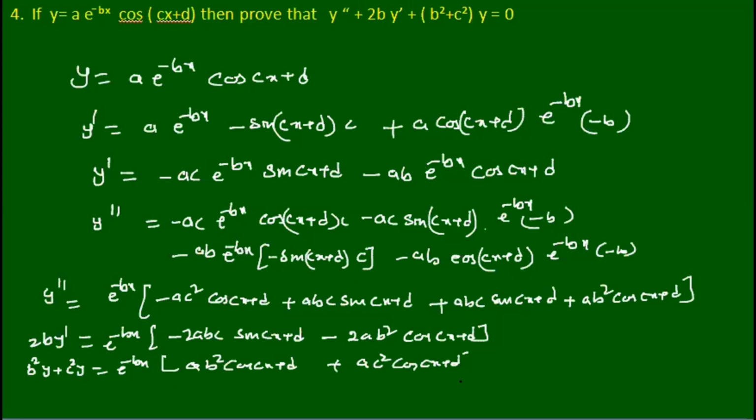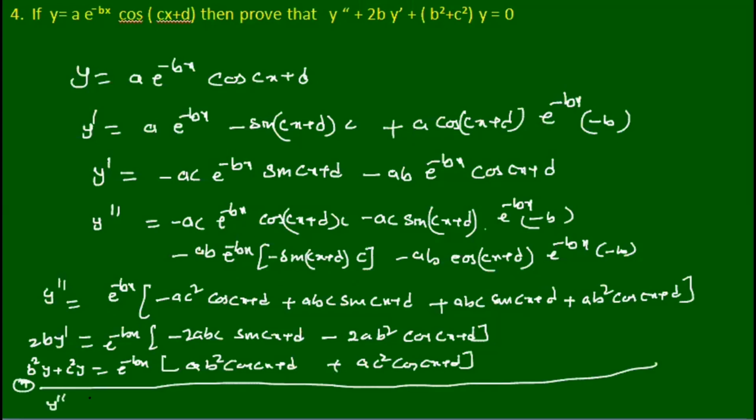Add all these things. Adding all these things, what will we get? y double dash plus 2b y dash plus b square plus c square into y is equal to e power minus bx into minus ac square cos plus ac square cos, minus 2abc plus 2abc sin of cx plus d, and there is ab square cos of cx plus d, 2ab square minus 2ab square. So the answer is 0. That's the end of second order derivatives.